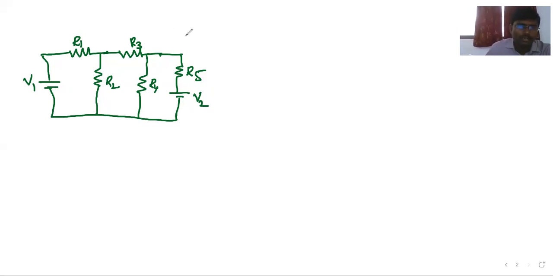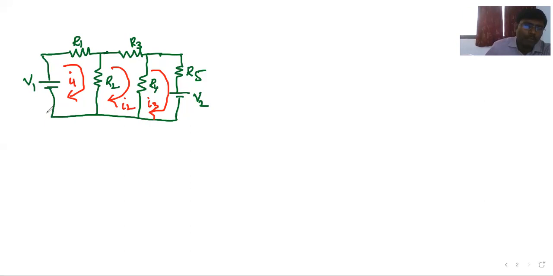Okay. So the first step in applying mesh analysis or loop analysis is you just assume the loop currents and loop current directions. So here, how many loops are there? There are 3 loops, 1, 2, 3. For 3 loops, you have to assume 3 loop currents. So for simplicity, take all loop currents in positive direction. So call them I1, I2 and I3.